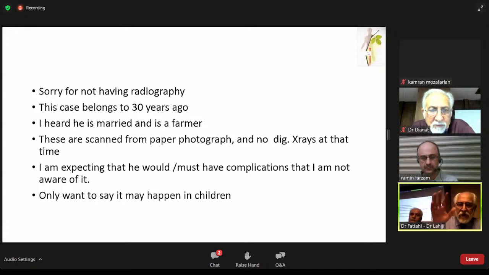And they live like the Stone Age. I don't know if anything happened to his wrist, but I have heard that he's a farmer in Bashagad and he's married. I think because I didn't have the X-rays, I didn't report this case. But as you may see, it's very astonishing that it may happen. Perilunate dislocation may happen in children.